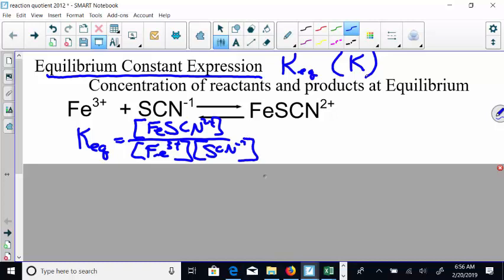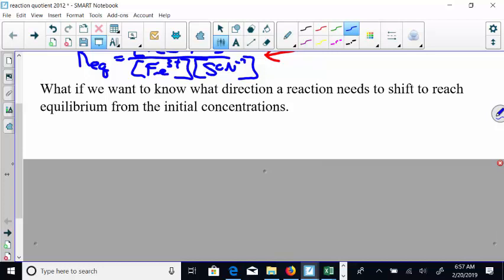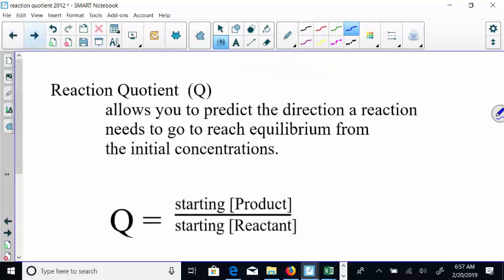And the issue with this is these concentrations right here are when we are at equilibrium. But we don't always start reactions when we are at equilibrium. As we saw yesterday, we can have initial concentrations. So here's the thing. What if we want to know what direction a reaction will shift to reach equilibrium from the initial conditions? So let's say we have initial concentrations, and we want to know how that reaction will move to reach equilibrium from there. We have a way to do that.